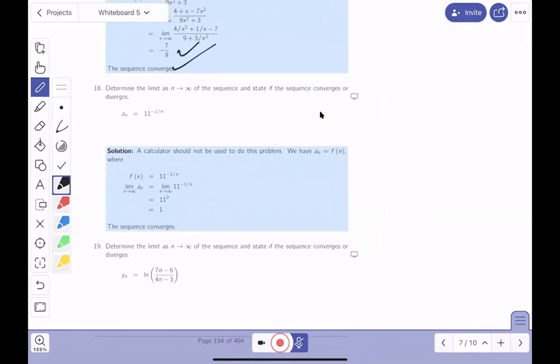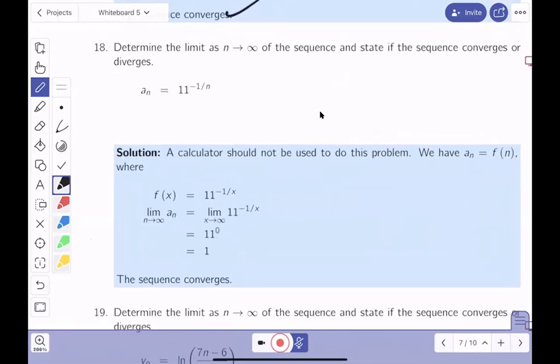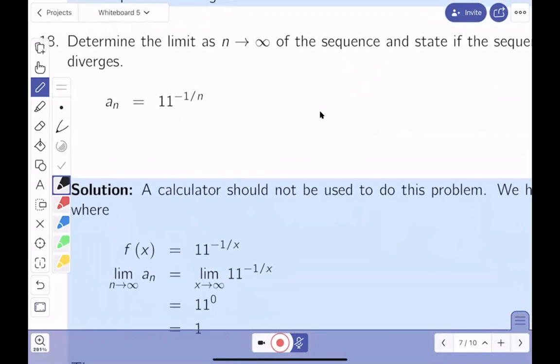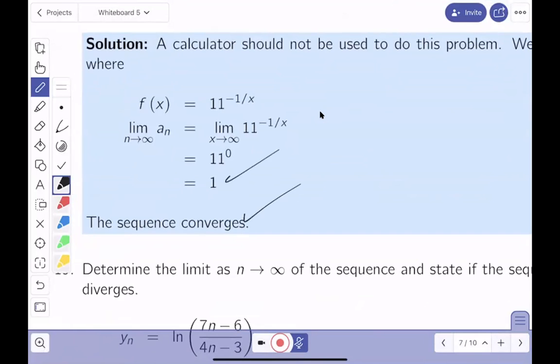All right, let's look at number 18. And I'm not saying you have to do a lot of work for these things, but let me write this down for you. The limit as n goes to infinity, that's going to be 11 to the minus 1 over n. And let me think about it. So if n goes to infinity, what would you get? The minus 1 over infinity is going to be 0. And 11 to the 0 is 1. Well, that's not so bad. So what do I know about that? That it's convergent. Converges, limit 1.